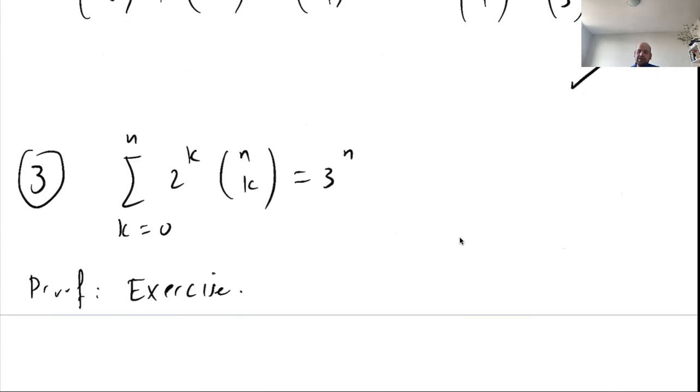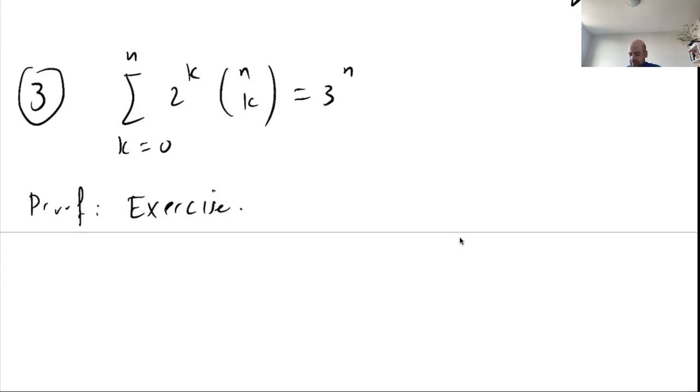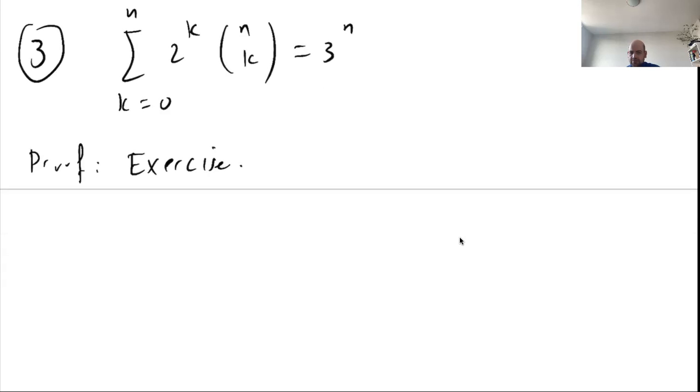But again, you can probably guess what you need to do, right? So 3 is 1 plus 2. So 3 to the power n, you can write as (1 plus 2) to the power n, and then again expand it using the binomial identity, and then derive the left-hand side. It's easy to do.